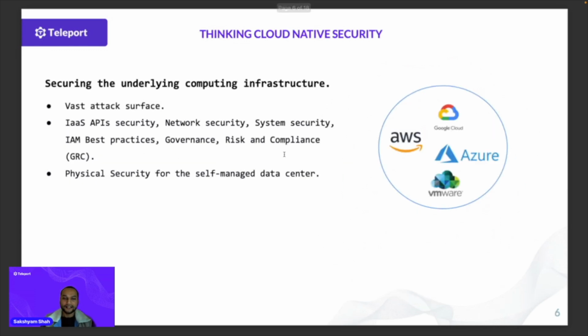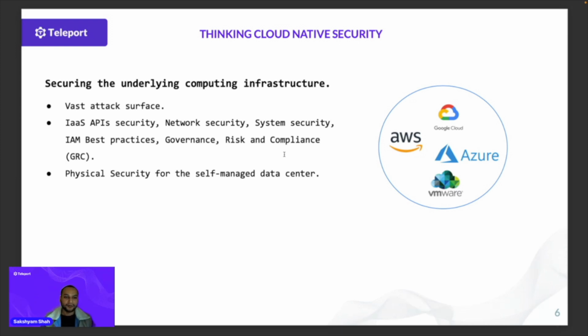So digging deeper, when you speak about cloud native security, you have to think about securing the underlying computing infrastructure. This can be AWS, Google Cloud, Azure, or any public cloud. If your organization is managing a self-managed data center, you have to think about your own data center as well. And it may include physical security also, because if you're responsible for managing security of your data center, you have to think about physical security also when you think about cloud native security.